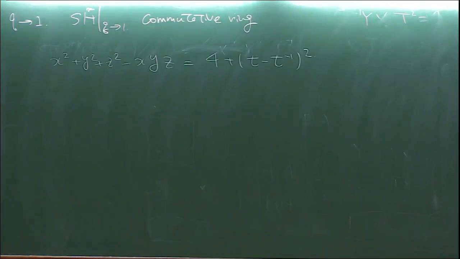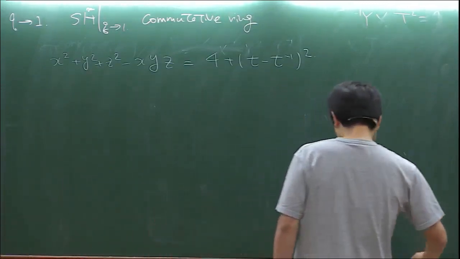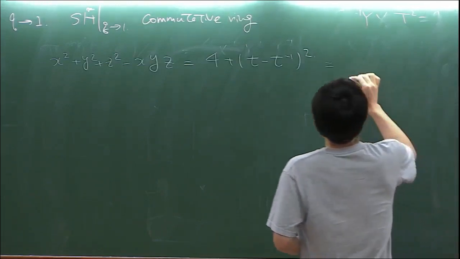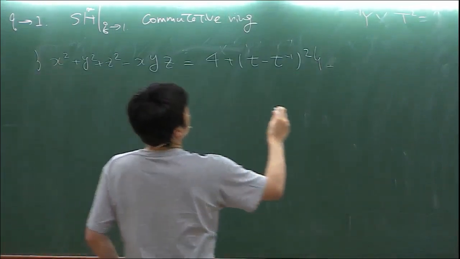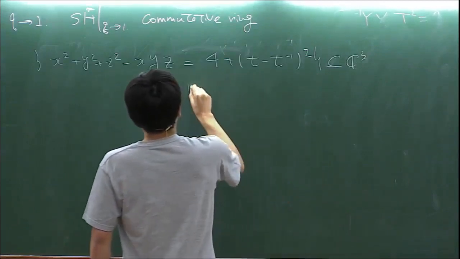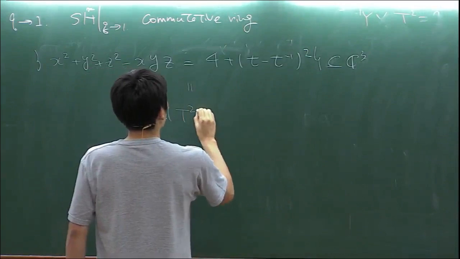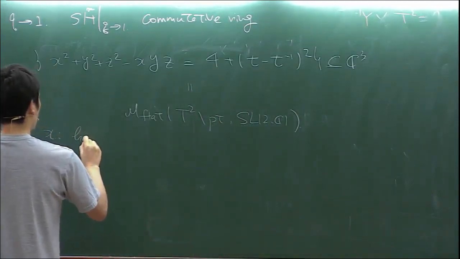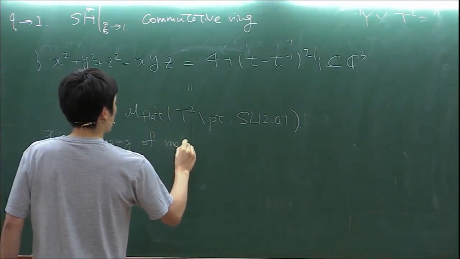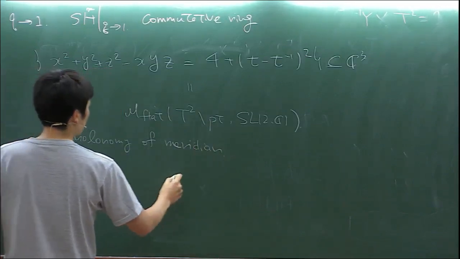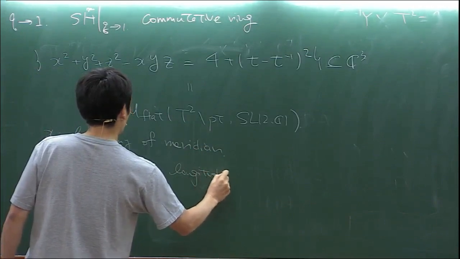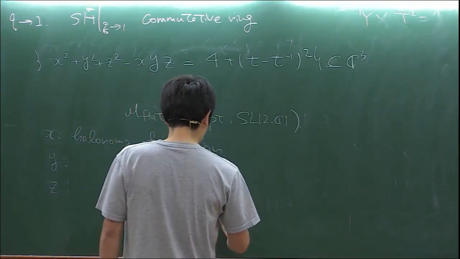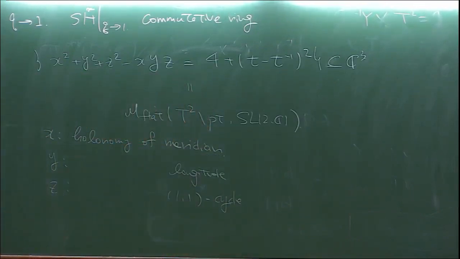As a geometry person, one can easily see that this is called, I think there are many names for it, a Kleinian surface or whatever, which sits inside C^3. And this is equivalent to the moduli space of flat connections on the punctured torus with gauge group SL(2,C). Here X is the holonomy of the meridian, Y is the longitude, and Z is the (1,1) cycle in the torus. (1,1) means the meridian and longitude wrap one time.